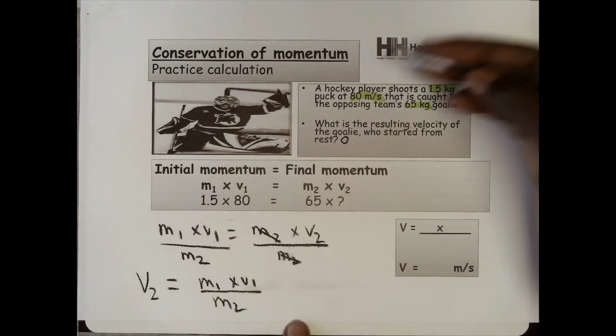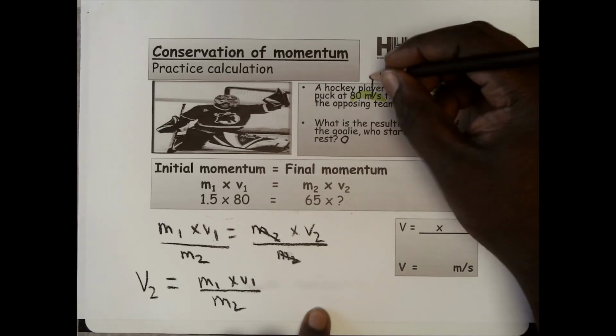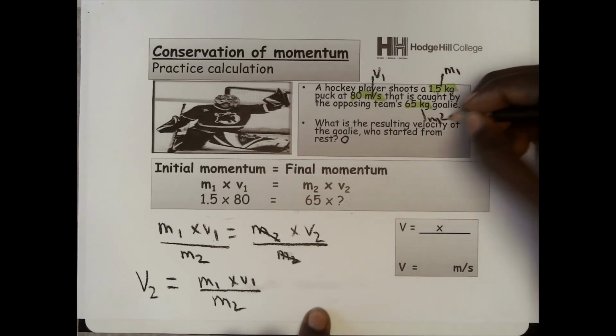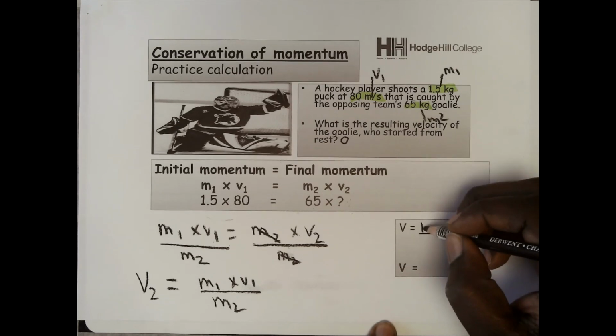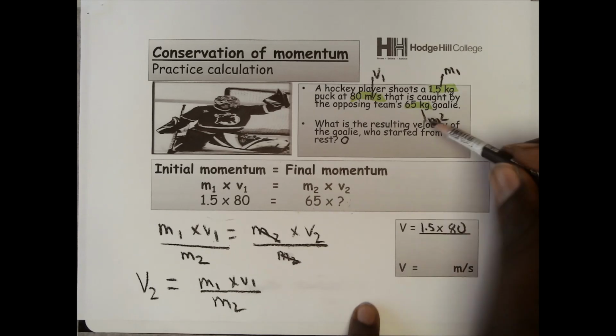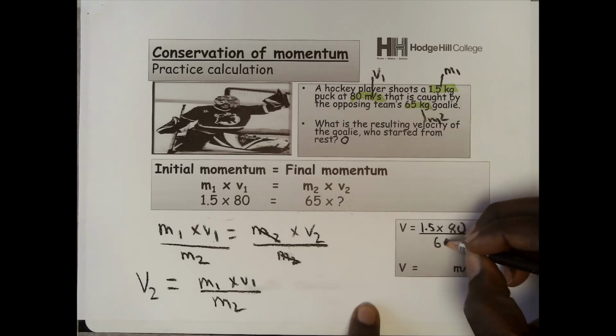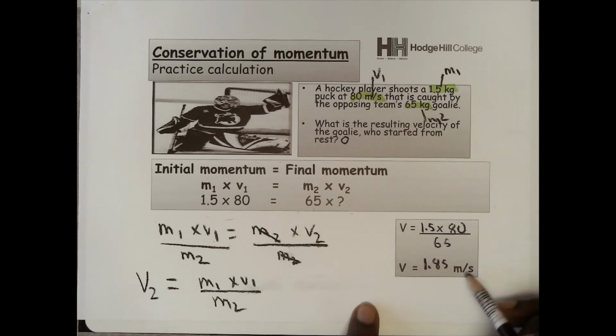From our scenario, this is mass 1, and this is velocity 1, and this is mass 2, and we don't know the velocity. So all we now need to do is to substitute into the equation. So that's 1.5 multiplied by 80. And of course, the mass for the goalie was 65, and we end up getting 1.85. And of course, because it's velocity, the unit is meters per second. Quite very straightforward. All you need to do is just rearrange the equation.